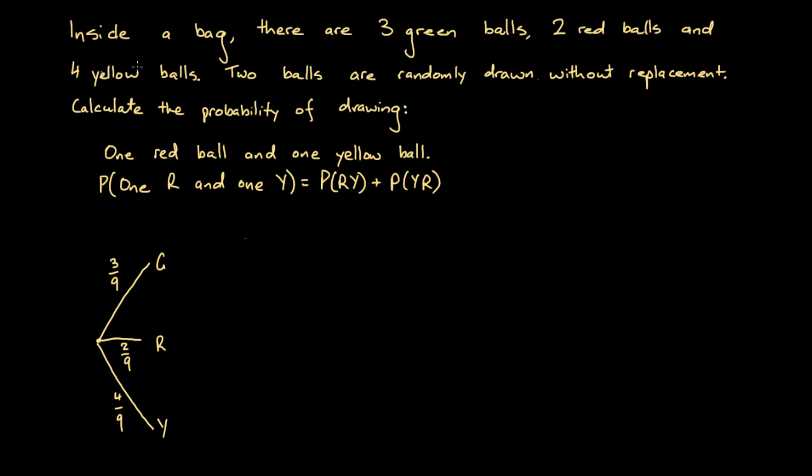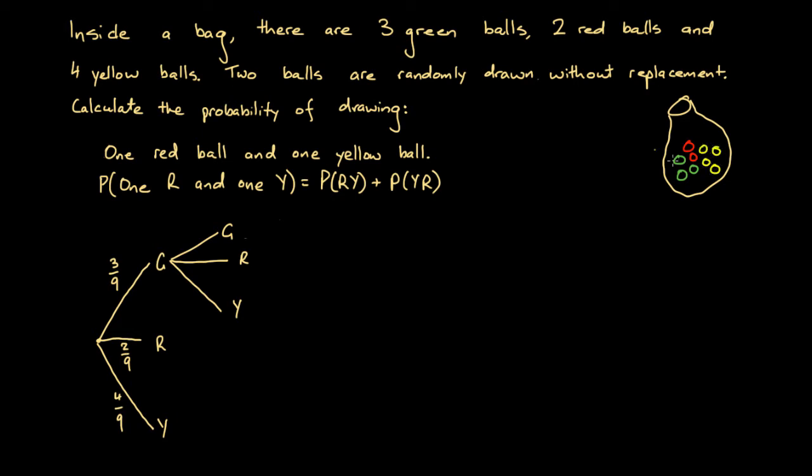Okay, once we've drawn the green ball, there are still some green balls left in the bag, and still some red balls, and still some yellow balls. So from this green ball, we have another 3 branches coming out. We could draw a green ball, a red ball, or a yellow ball. Now, what's the probability of drawing a green ball if we've already drawn a green ball in our first draw? Let's quickly draw a bag. And imagine that we have a bunch of balls here. Imagine that we have 3 green balls, and we have 2 red balls, and we also have 4 yellow balls.